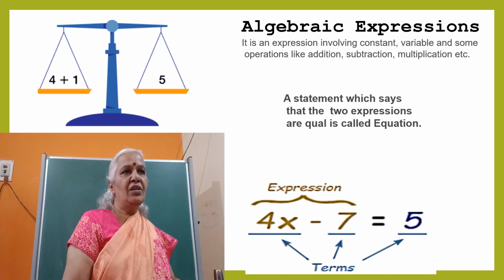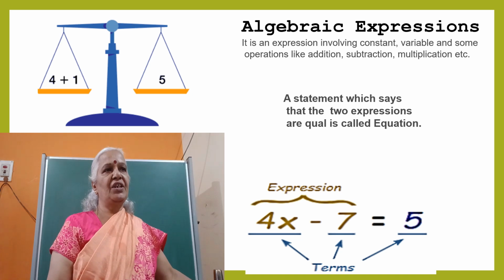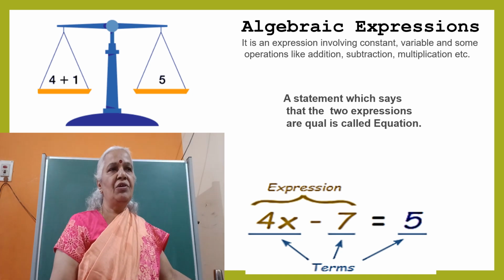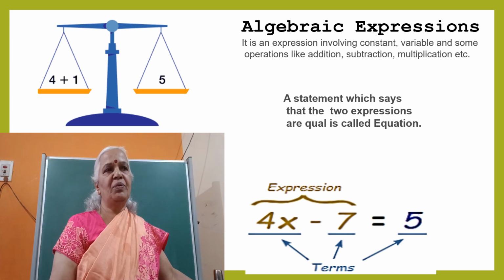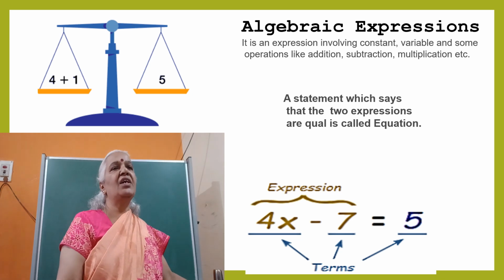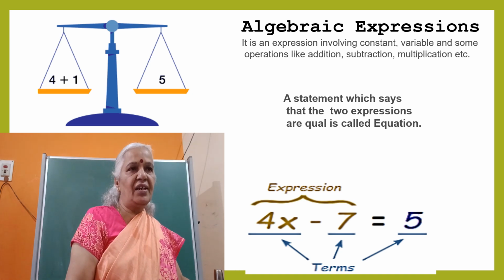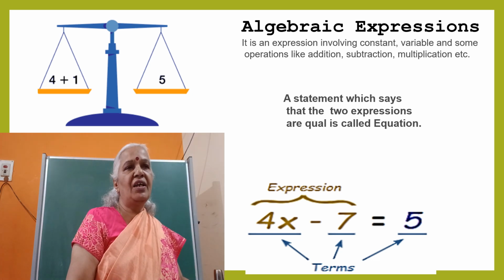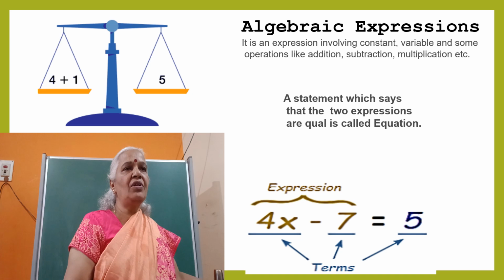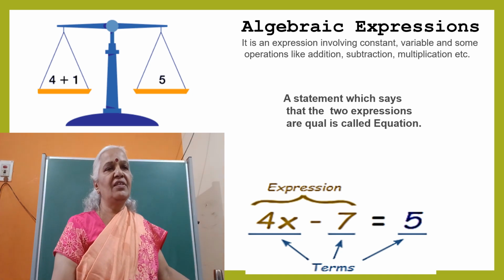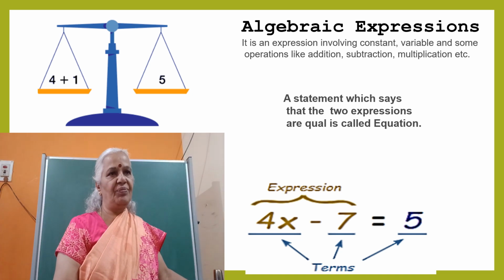Now, equation, that means algebraic equation, a statement which says that two expressions are equal is called an equation. See here, equation is like a balance, and in the left hand side of the balance there is 4 plus 1, and in the right hand side there is 5. Then only we can say both the sides are balanced.